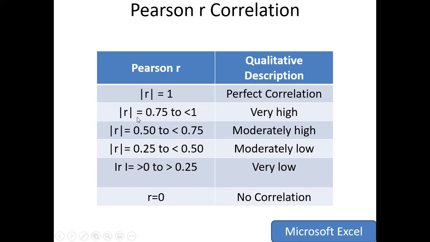If the absolute value ranges from 0.75 to less than 1, the correlation is very high. If your absolute value of R is 0.50 to less than 0.75, that is moderately high. 0.25 to less than 0.50 is moderately low. 0 to less than 0.25 is very low. If your calculated Pearson R is 0, that means no correlation. There is no relationship at all. Okay, so let's proceed.